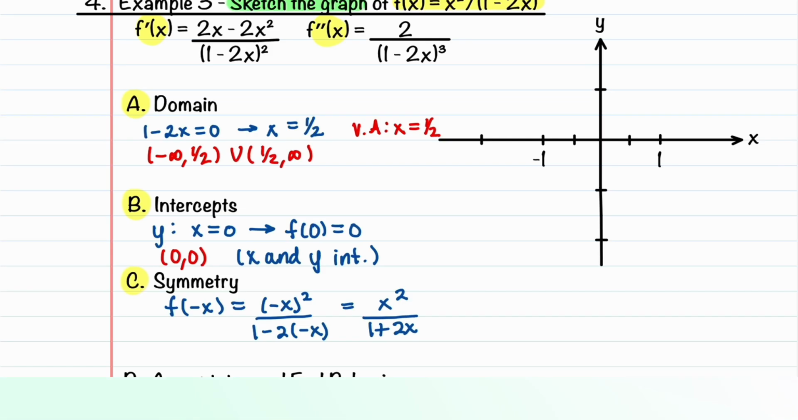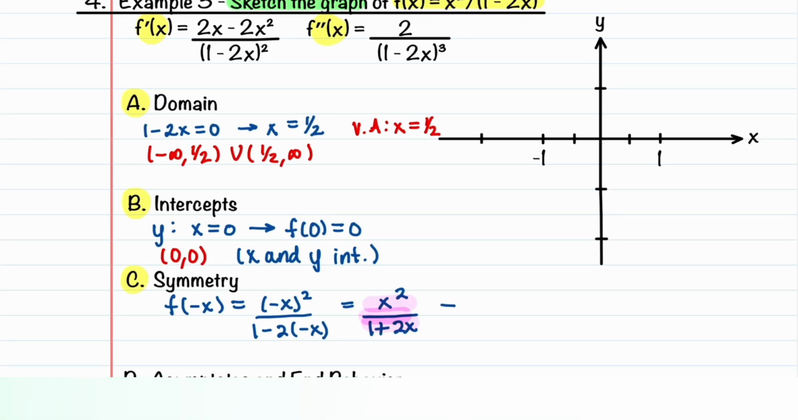When we compare this function to our function up above, we can see that they are not the same and they're not negatives of each other. So we can say that this is not equal to f of x or minus f of x. That means our function does not have any symmetry. So let's just write down none.